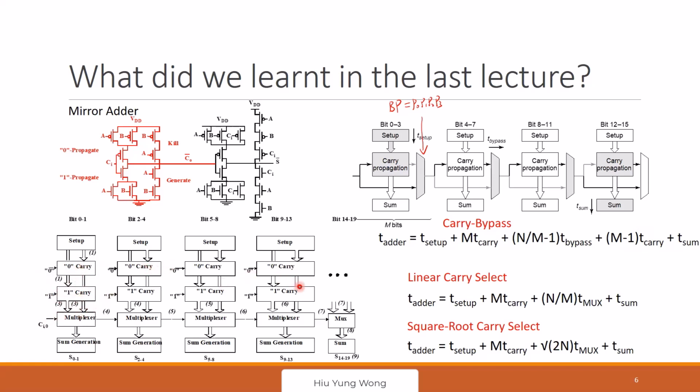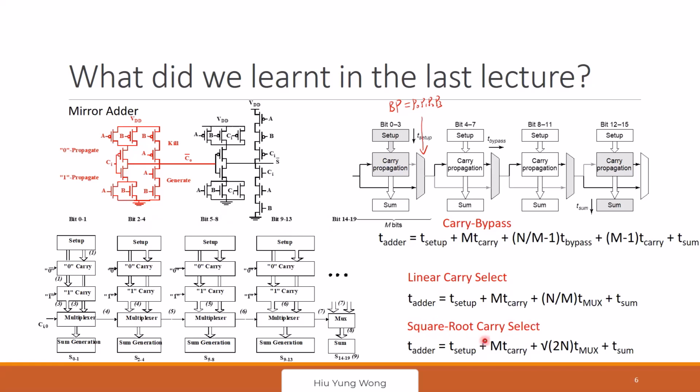So it is the same for every stage. Here, the results are already calculated even though the carry is not here. Once the carry reaches here, you just select the right one and output. This is called linear carry select, but not this figure. Why? Because in this figure you have 2, 3, 4, 5 bits. This is actually a square root carry adder.